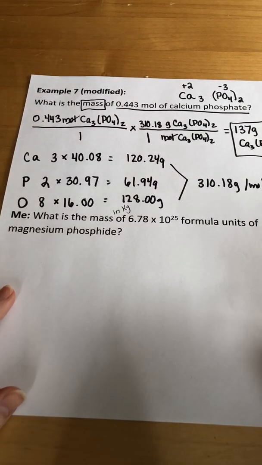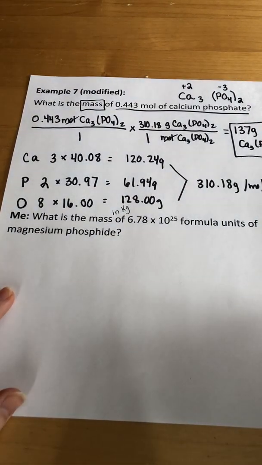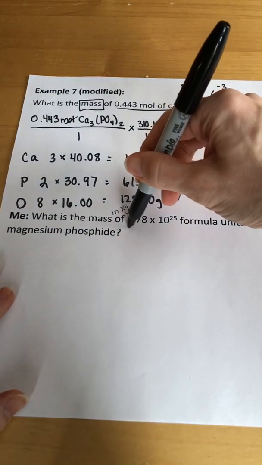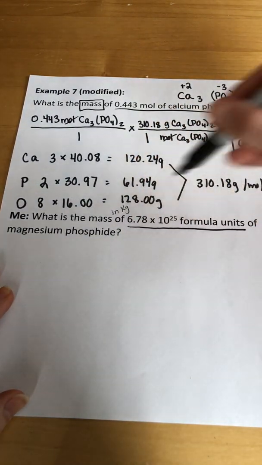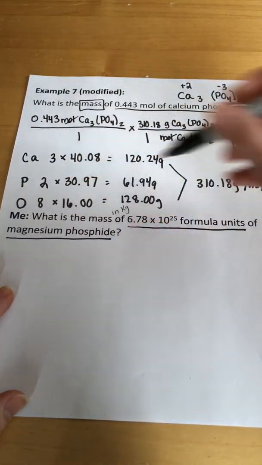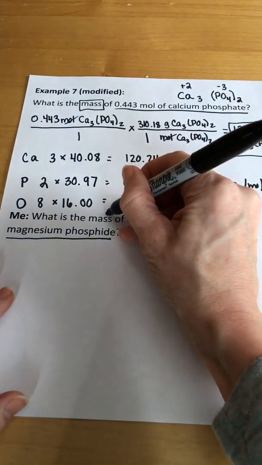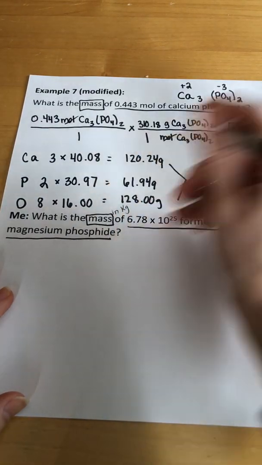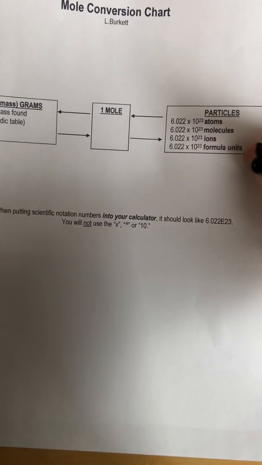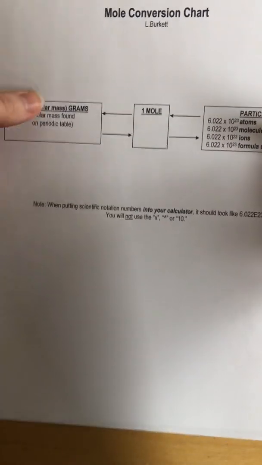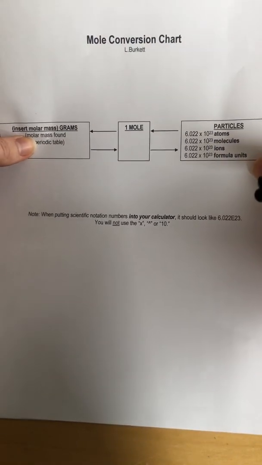So it asks, what is the mass, and I added in kilograms, of 6.78 times 10 to the 25th formula units of magnesium phosphide. Again, I'm given formula units and I'm asked to go to the mass. Now for this one, we're given formula units, which is in this box, and I'm asked to go to grams, which is in this box.